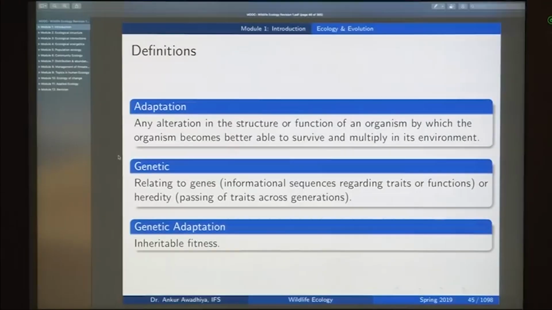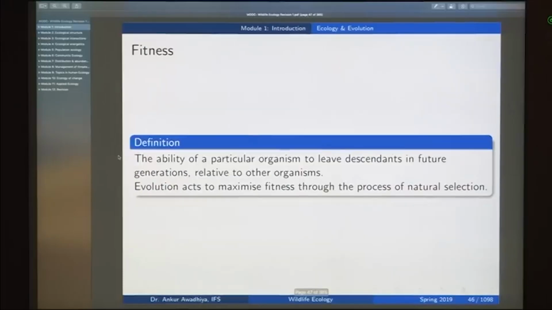Genetic refers to something that is related to genes, and genetic adaptation is inheritable fitness. So, fitness has got little meaning if it is not heritable. So, if you are a fit organism, then your offspring should also carry this trait forward, which would lead to final evolution of the species.